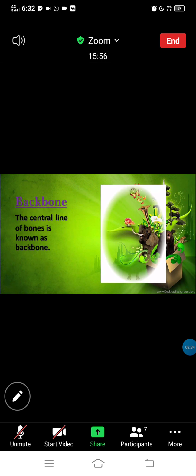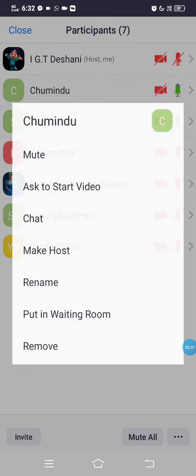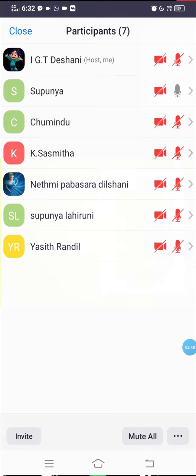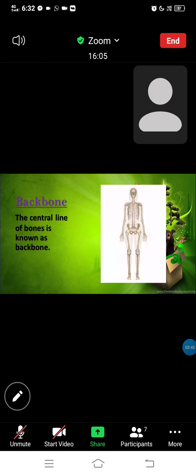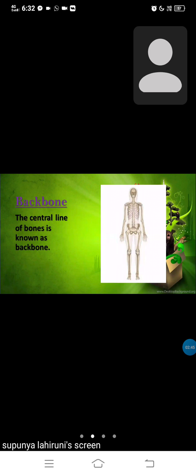Next, we are going to learn about the backbone. Observe a human skeleton in your school laboratory. Here you can see from this figure, this is a skeleton of a human. The central line of the skeleton is known as the backbone. Many animals, including human beings, have a backbone. You can observe the skeleton given in this figure. Now I'm going to show you. Here you can see this is the backbone.